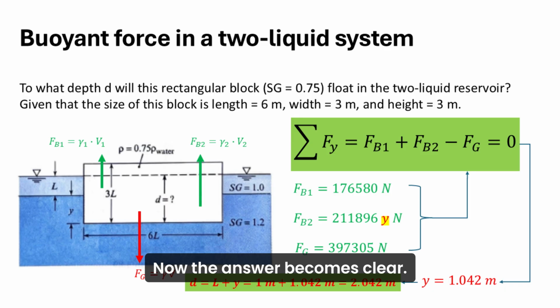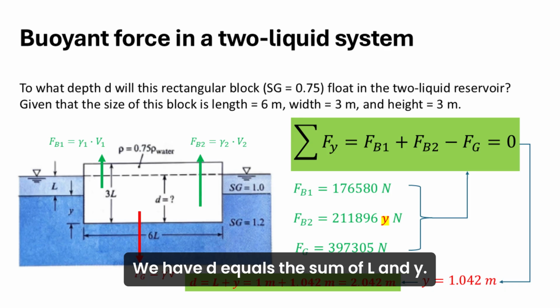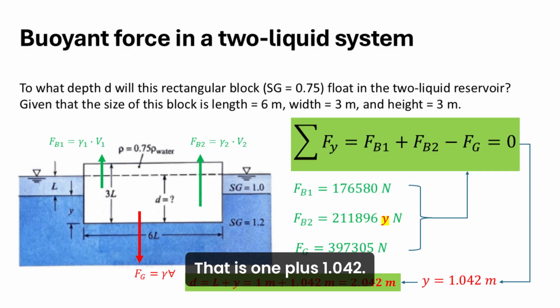Now the answer becomes clear. We have d equals the sum of L and y. That is 1 plus 1.042. The depth d is 2.042 meters.